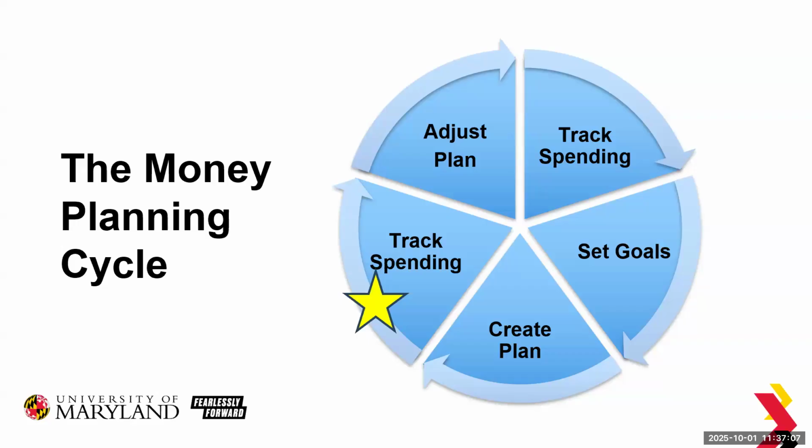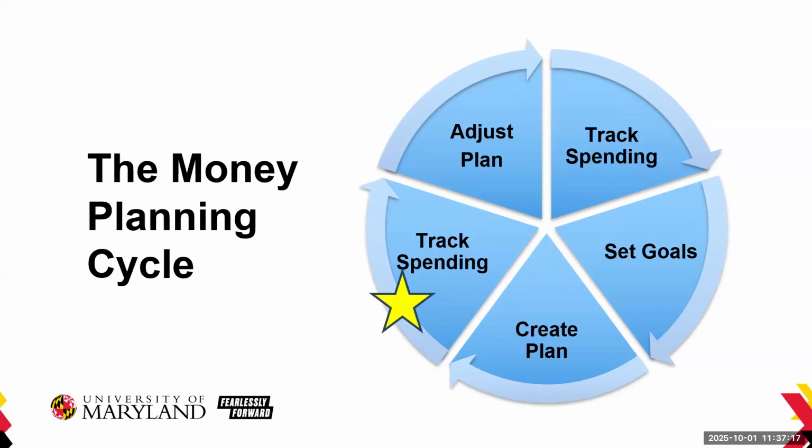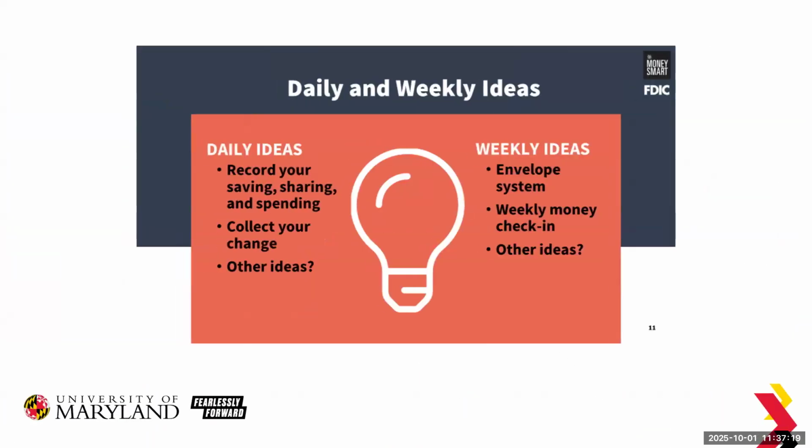So we created our plan. We're back to tracking again. Are we staying within our plan? And this will tell us if we have one area that we spent more than we thought we were going to. And so here's some ideas when you're thinking about daily: record your saving, sharing, and spending. Collect your change. There's lots of other little things that we can do.